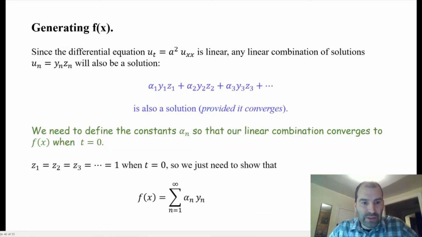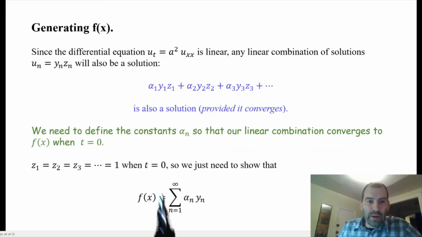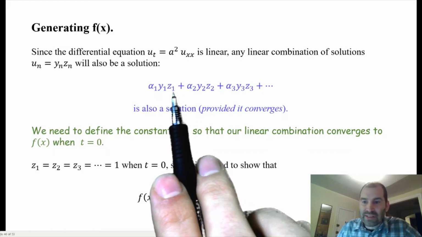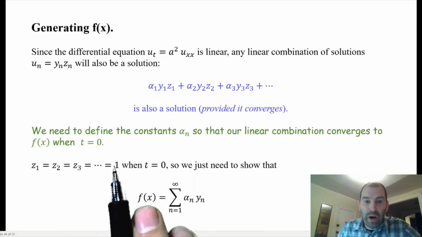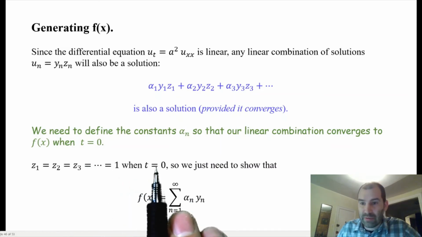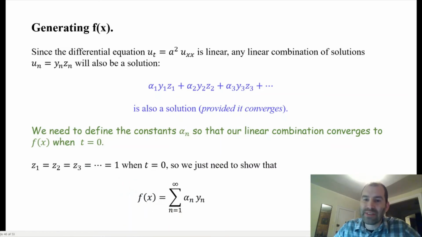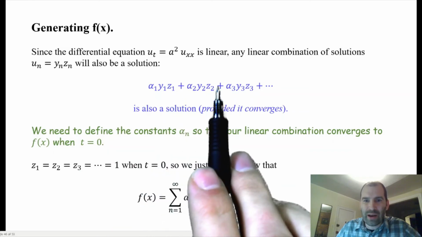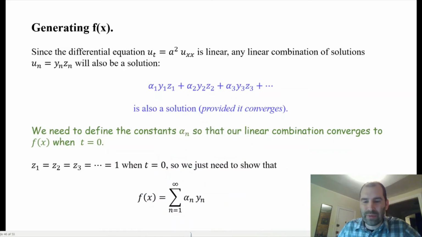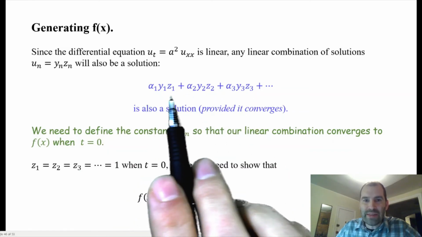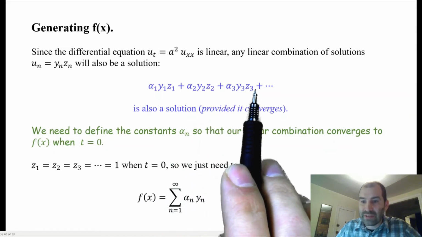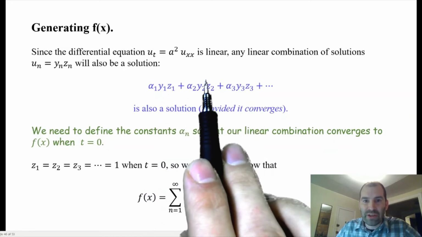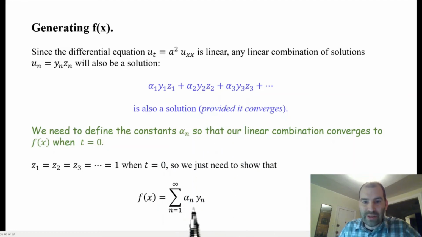All right, so notice that our functions z, they're all equal to 1 when t is 0, because they were e to the something times t. So if you plug 0 in for t, you get 1. So those things are all equal to 1, and they just go out of the equation here. They don't really matter. So if we need this stuff to equal f of x when t is 0, we just ignore the z's. They're all equal to 1. I just need this sum to equal f of x.